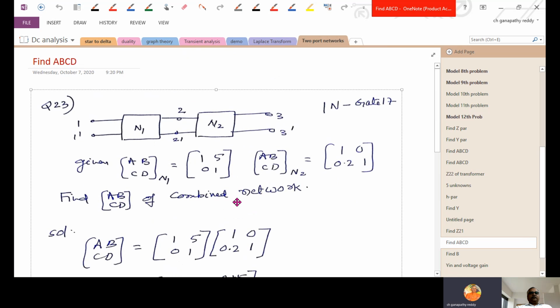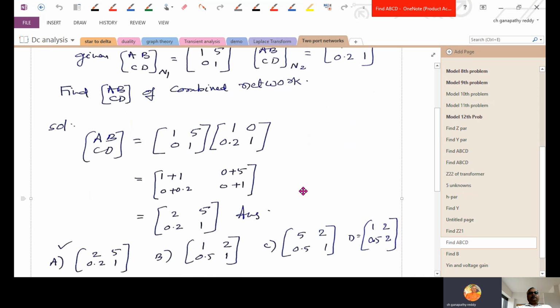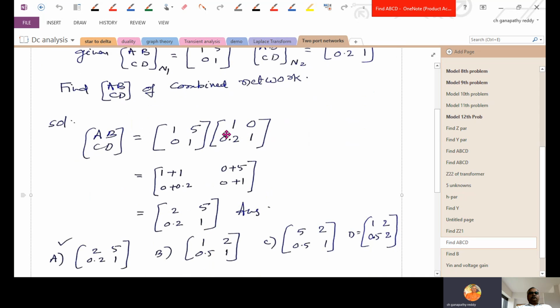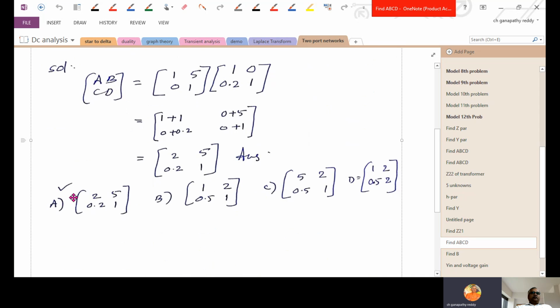Now find ABCD. This is also straightforward. Network N1 ABCD is given, network N2 ABCD is given. Find ABCD of the combined network. So just do the matrix multiplication, and the answer is A.